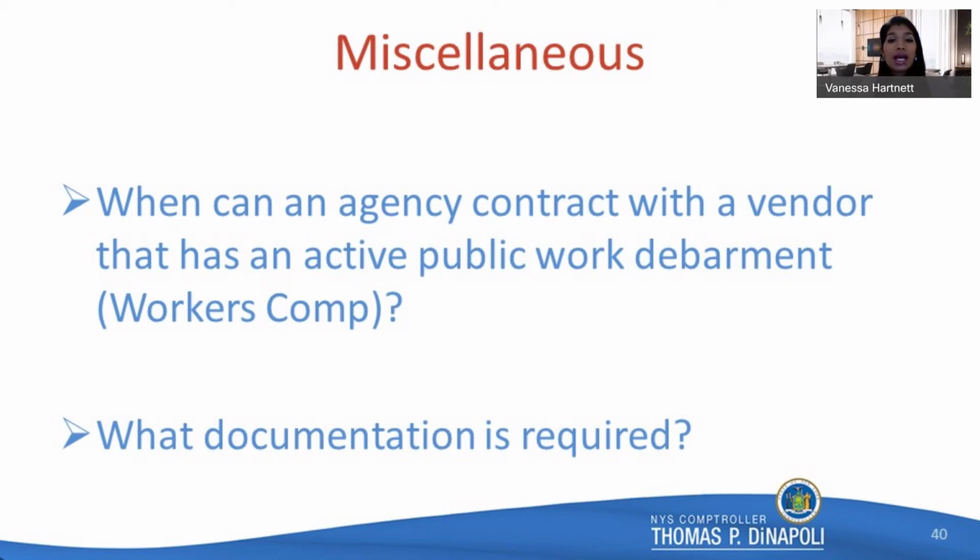When can an agency contract with a vendor that has an active public work debarment? And what documentation is required? Based on the guidance provided, any vendor that is debarred by a New York State contracting entity is then debarred for all state agencies or authorities.